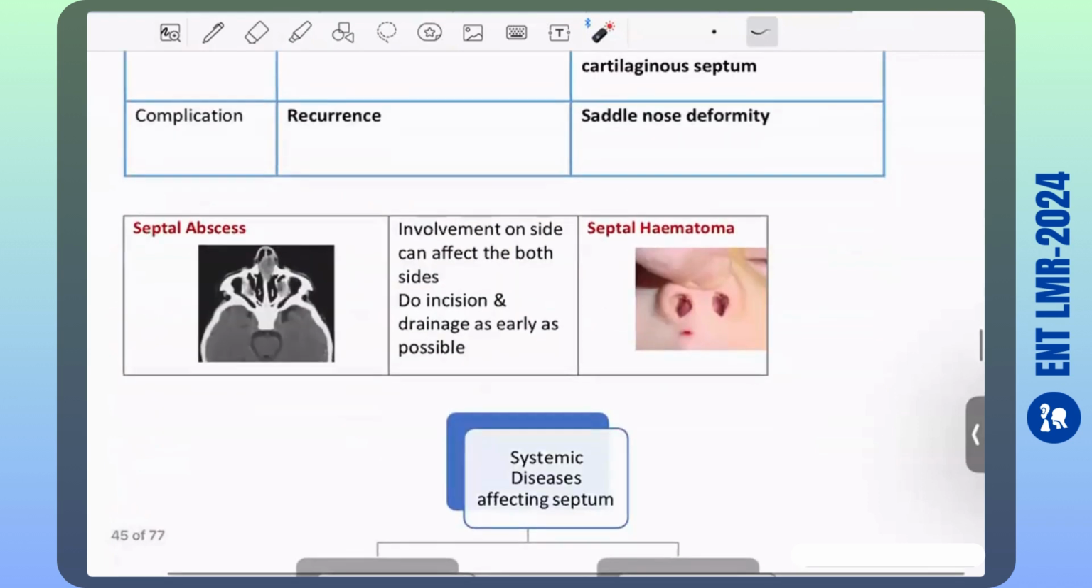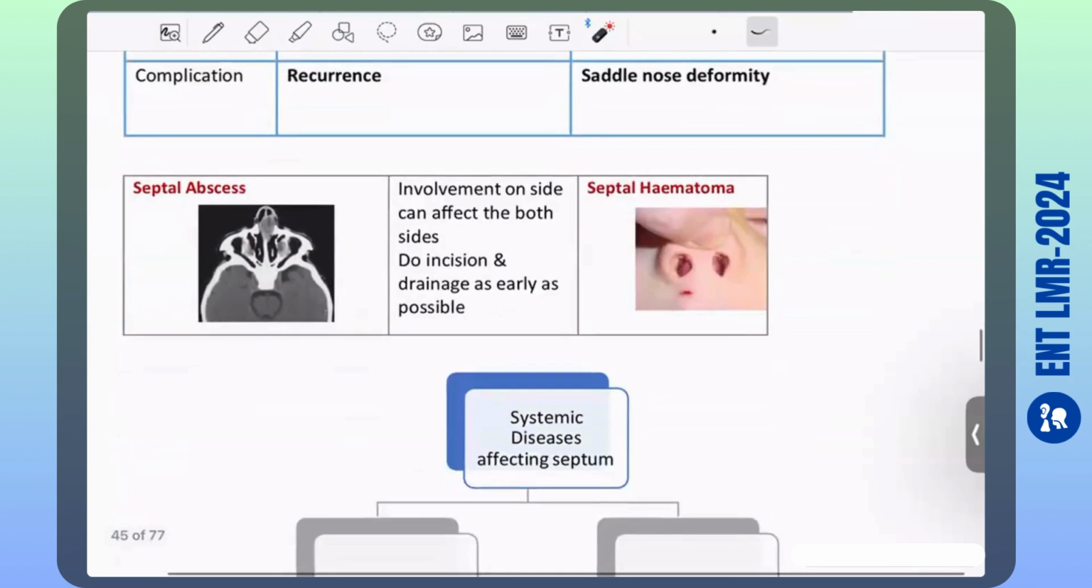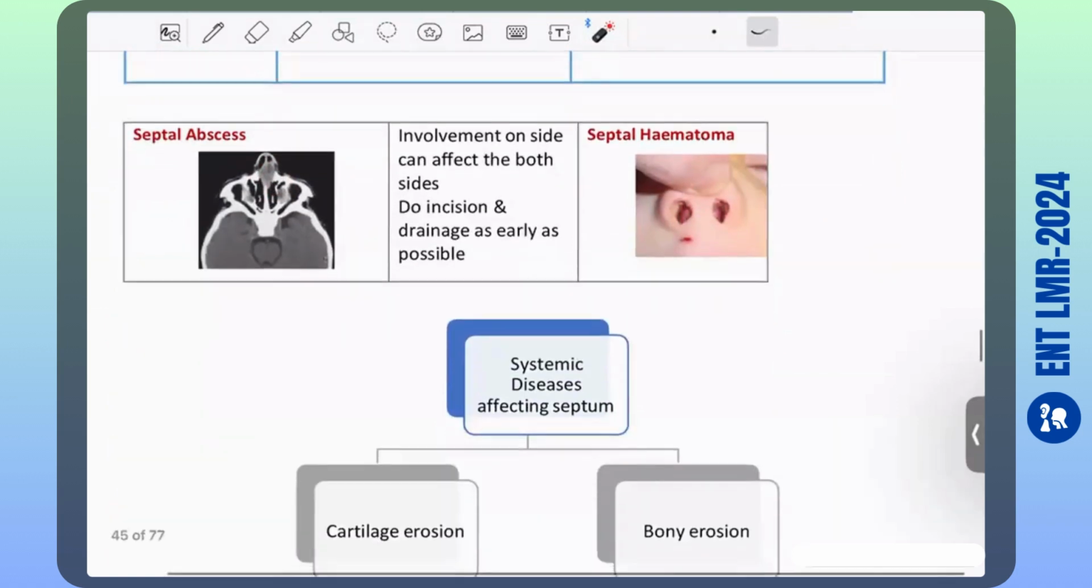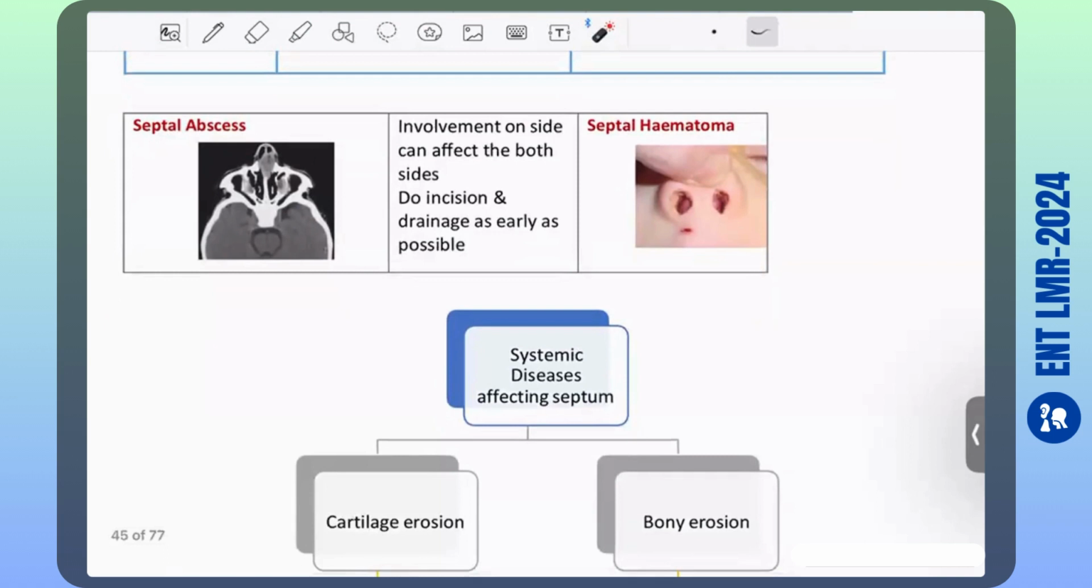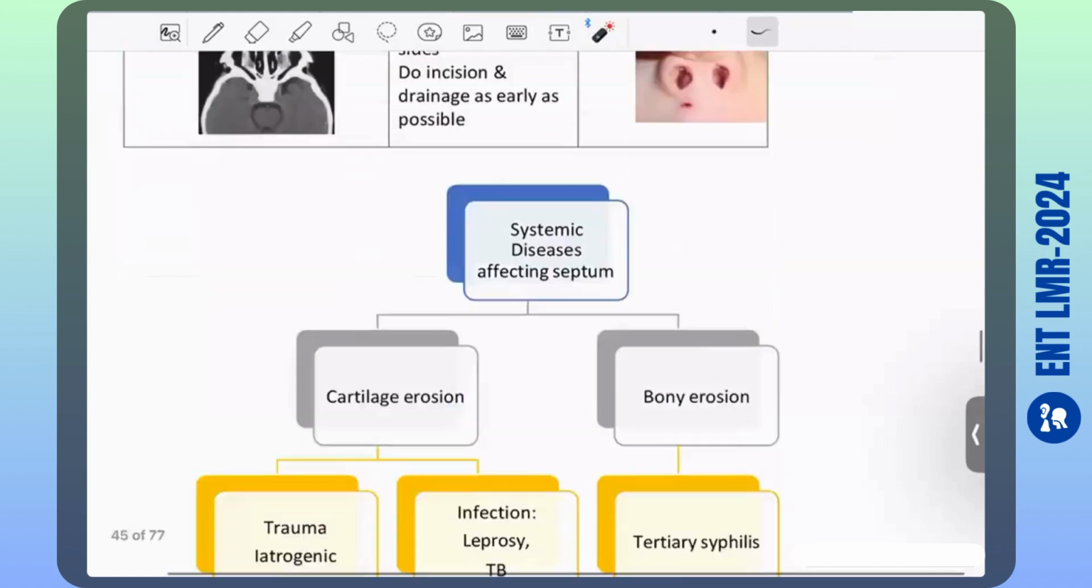What are the other problems that can happen in the nasal septum? Septal abscess is nothing but pus formation in the nasal septum. Hematoma is bleeding or blood collection in the nasal septum. Whatever be the cause, if one side of the septum is affected, both sides can be affected. So you should do incision and drainage as early as possible. If you don't, the cartilage, which has a feeble blood supply, can go for necrosis. Please don't do that. Do incision and drainage as early as possible.